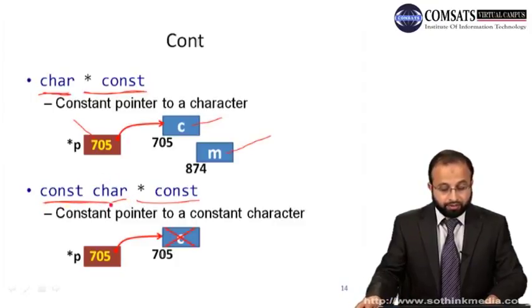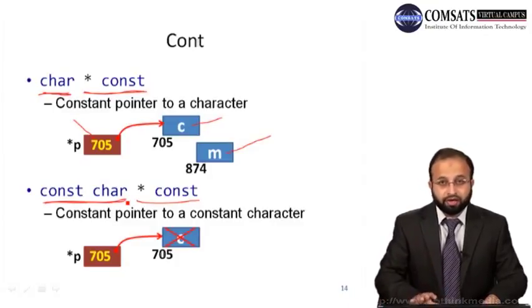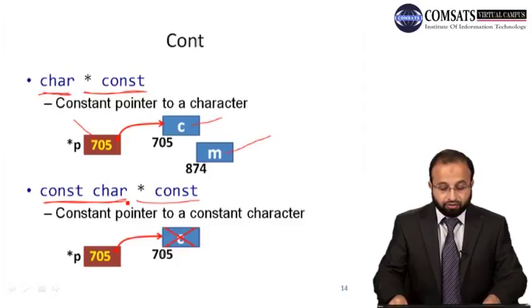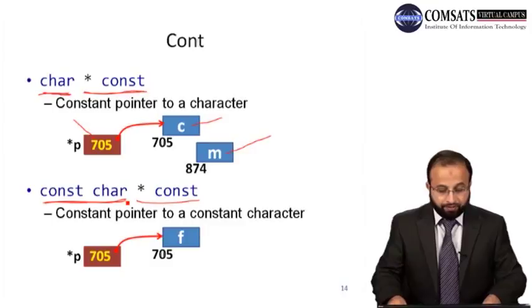This means that the memory location this pointer is pointing to will have characters stored, and they are constant characters, so you cannot change the value of these characters. So it will remain F. So once a value is assigned, that value will remain, it cannot change, right?